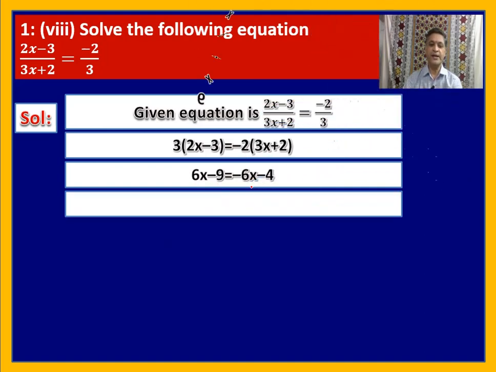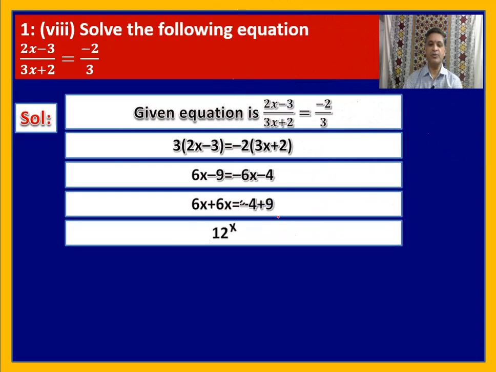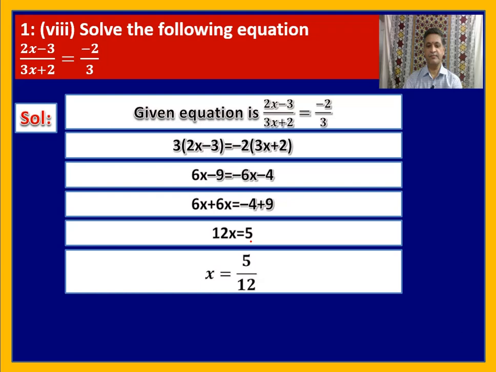Send variable to one side and constant to the other side. 6x plus 6x is equal to minus 4 plus 9. So 12x is equal to 5. x is equal to 5 by 12.